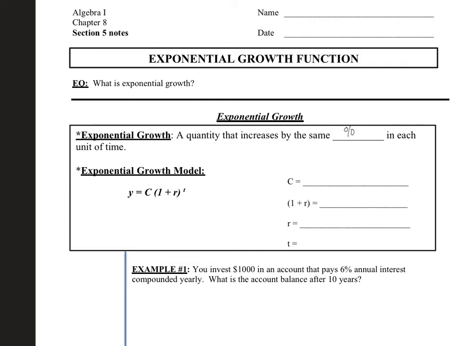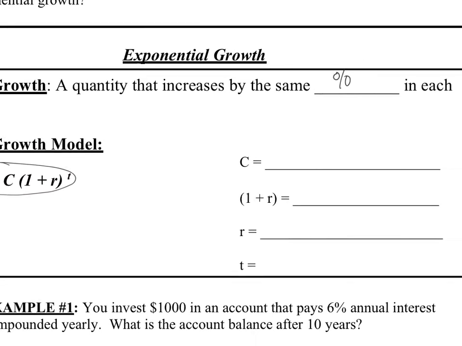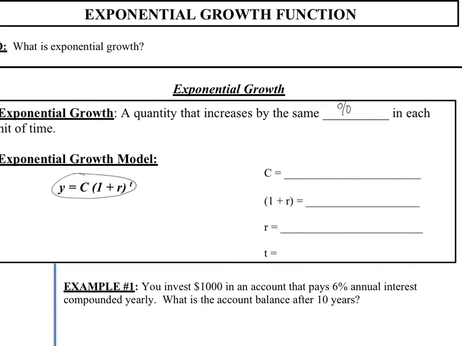So this is our growth model right here: Y equals C times (1 plus R) all to the t power. So Y is going to be what we're measuring. C is going to be our initial value, what we start with. Basically, you multiply C by a growth factor every time and take that to the power of a time value, and that will determine at any given point how much the Y value has increased.